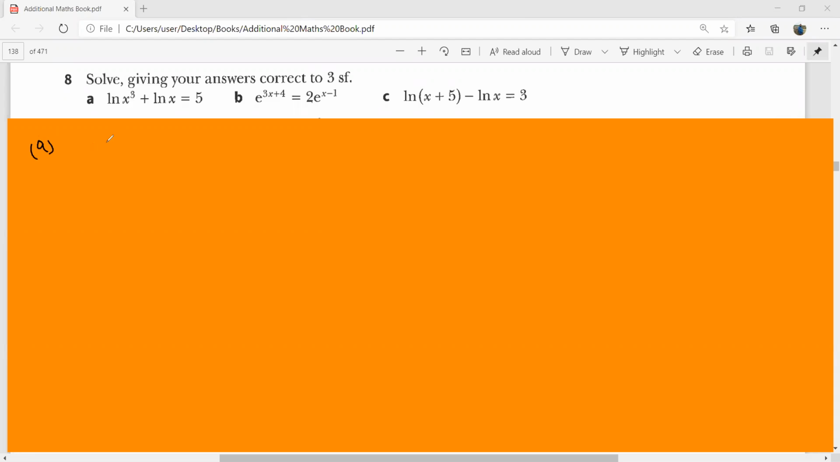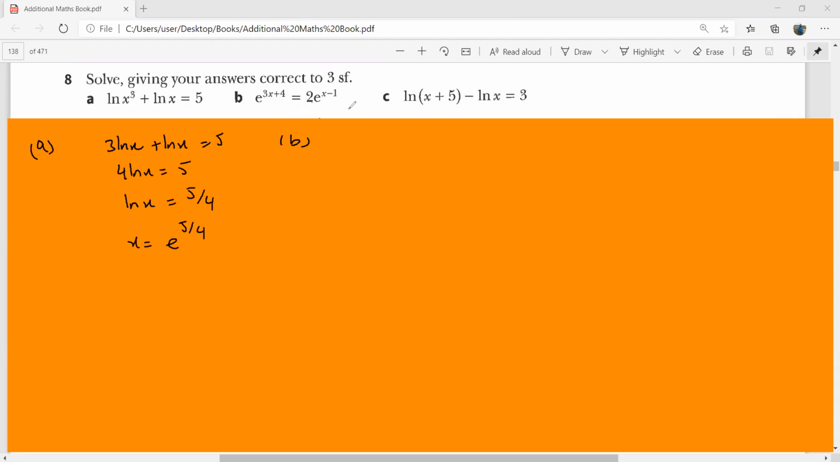This ln x cubed can be written as 3 ln x. Then you have ln x equal to 5. This gives you 4 ln x equal to 5. So this ln x is going to be 5 by 4. And then this x is going to be e raised to power 5 over 4. You can use the calculator at this level.